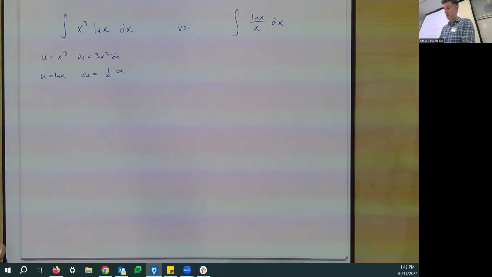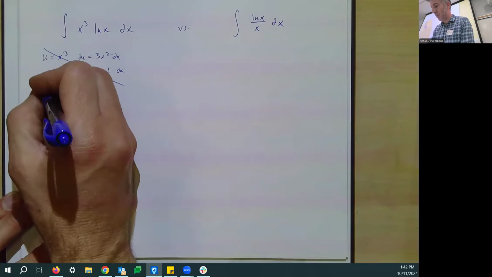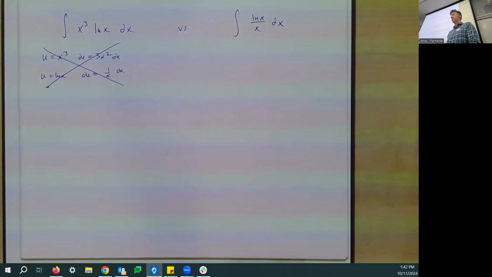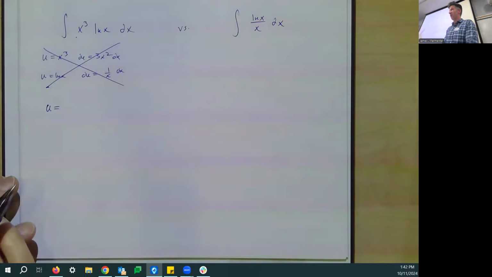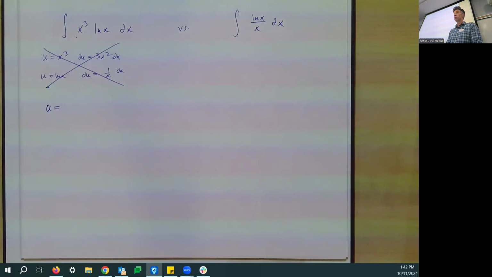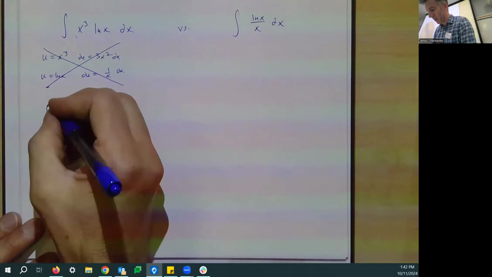Okay, so this one seems like it's not going to be a u sub. Let's try integration by parts. And according to my LATE acronym, LATE, what should I be picking u to equal from x cubed or natural log of x? Everybody. Yeah, the natural log of x, the thing that starts with L.